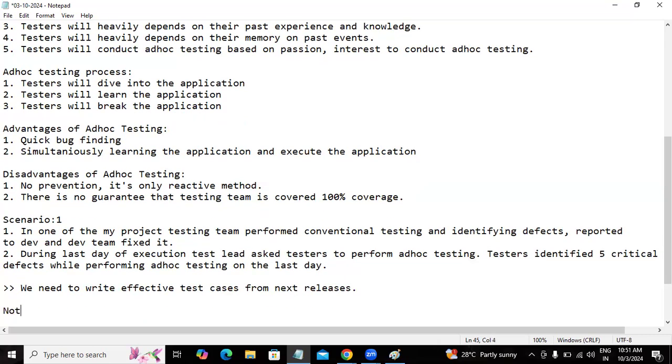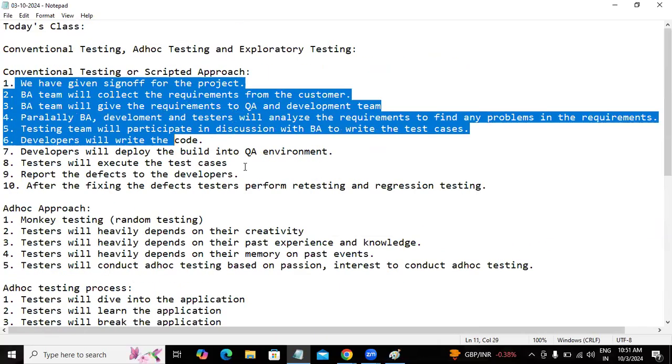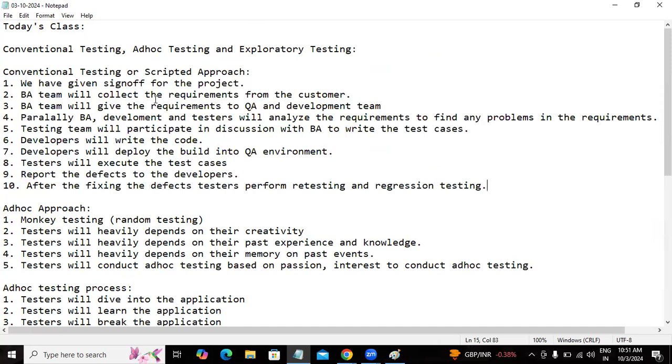Here I'm going to mention one note point. Ad hoc testing may help to discover defects which are not covered during conventional testing. So the ones which are not covered, we can find in ad hoc testing. That is the reason, once our conventional testing is completed on the final day, we perform this ad hoc testing also. So any type of projects.